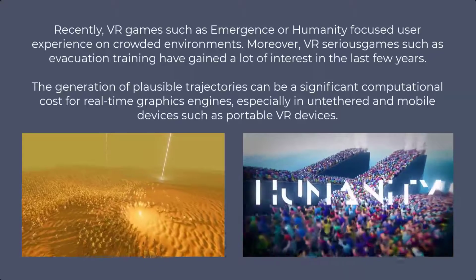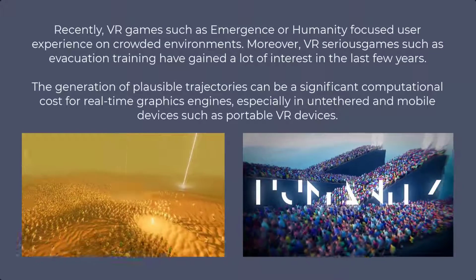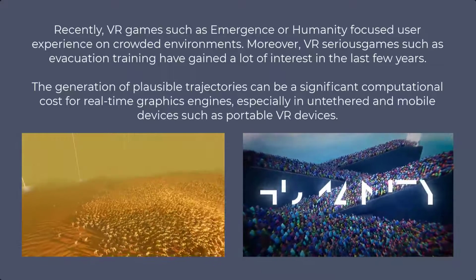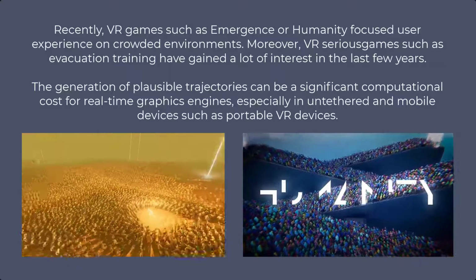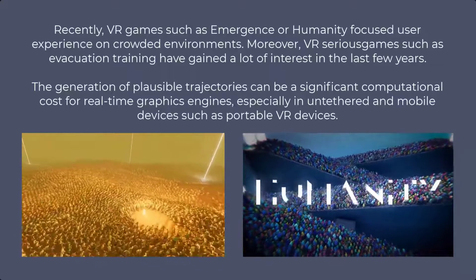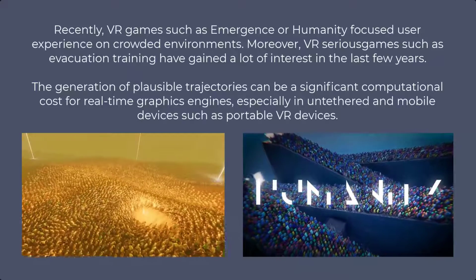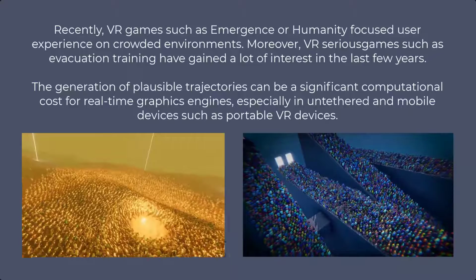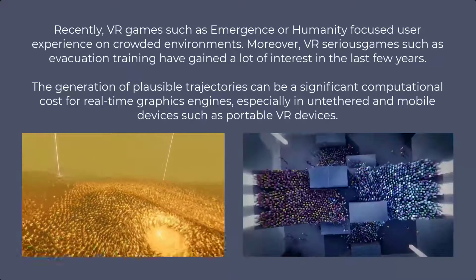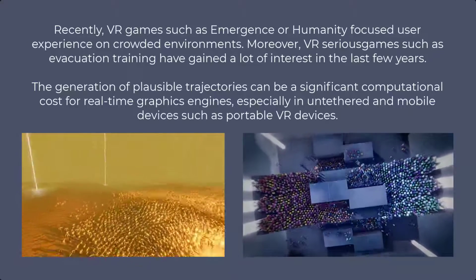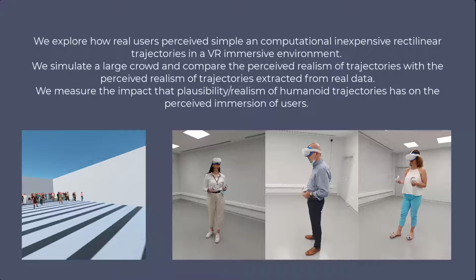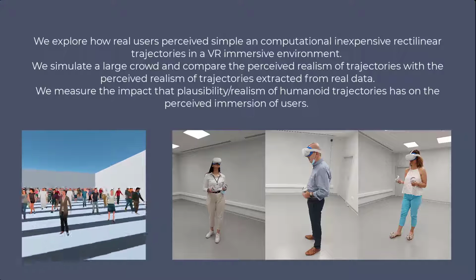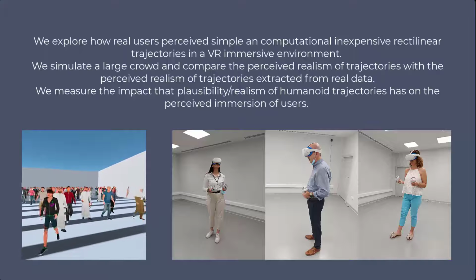VR games, such as Emergence or Humanity, focus on user experience in crowded environments. Equally, VR serious games, such as Evacuation Training, have gained a lot of interest in recent years. In these experiences, producing plausible trajectories can be a significant computational cost for real-time graphics engines, especially for standalone VR devices. We explore how real users perceived computationally inexpensive rectilinear trajectories in an immersive environment.